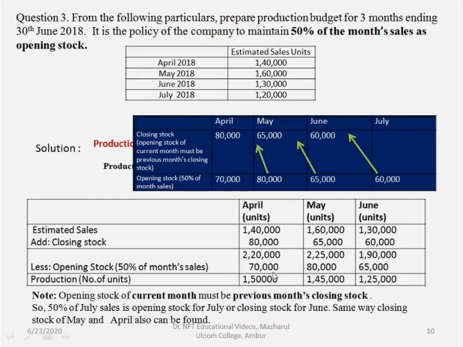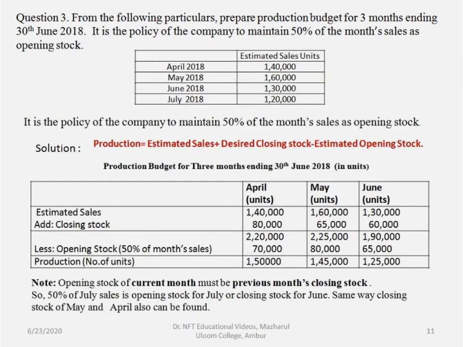From this we have to deduct the opening stock, which is 50% of month's sales, which we have done in the working note: 70,000, 80,000 and 65,000. If you deduct this from the April, May and June units, you get the production number of units of 1,50,000, 1,45,000 and 1,25,000. So this is the production budget for the 3 months ending 30th June 2018.